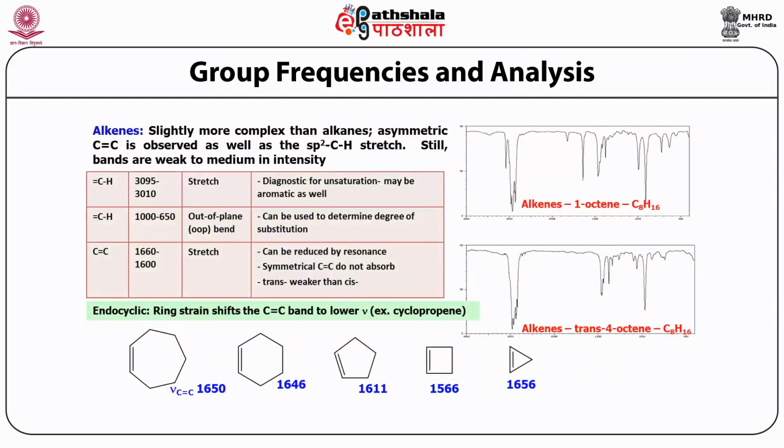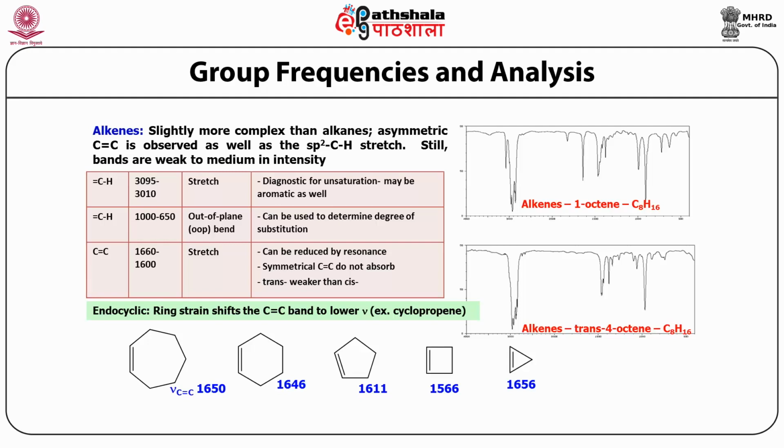We discuss the IR spectra of the alkene. You can see here typical IR spectra of 8-carbon alkenes like 1-octene, and the trans alkene, 4-octene. Both have slightly different spectra.